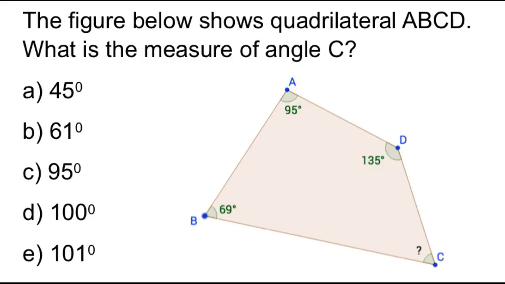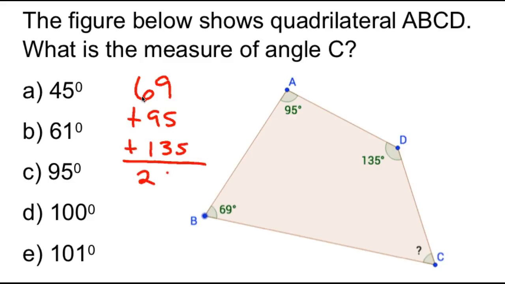Okay, so what I would do with this is, first off, you add up the 3 angles. And those would be 69 plus 95 plus 135. You add those up and you get 299. Well, to find the missing angle of a quadrilateral, I know that it's 360.